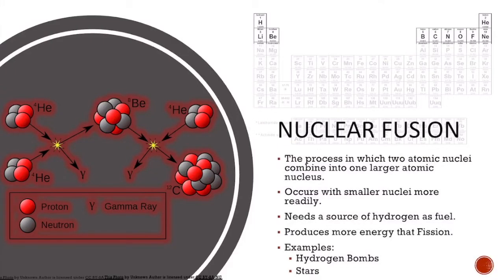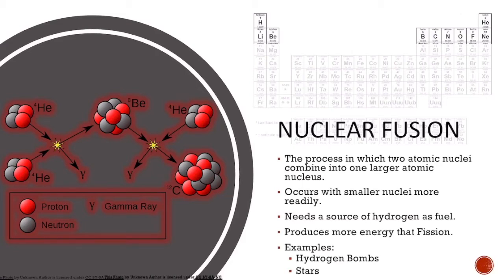as nuclear fusion produces. And so nuclear fusion is the process in which 2 smaller atomic nuclei combine into one larger atomic nucleus. So here, instead of splitting something into 2 smaller things, we're taking those 2 smaller things and putting them together to make a larger nucleus. And so this generally occurs between smaller nuclei more readily. And in order for this to continue, it needs to have a source of hydrogen as fuel. And this, like we said just a minute ago, produces more energy than fission does.